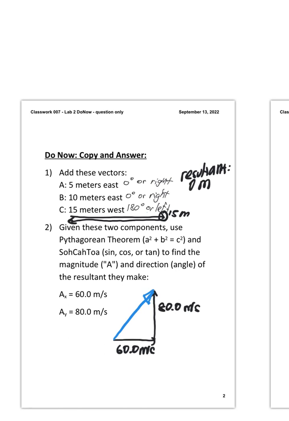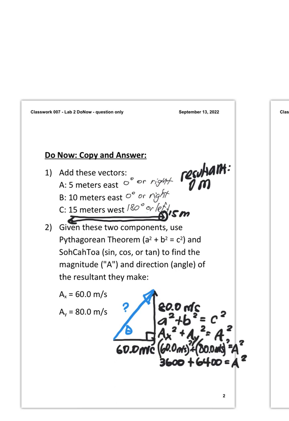I want to know what is the magnitude of that vector and what is the angle of that vector. This is a right triangle, of course. So I have the 2 sides of a right triangle, and I can find the hypotenuse with the Pythagorean theorem. I square the 2 numbers, add them up, take the square root, and I get 100. That would be 100 meters per second. So that's the magnitude of the vector.